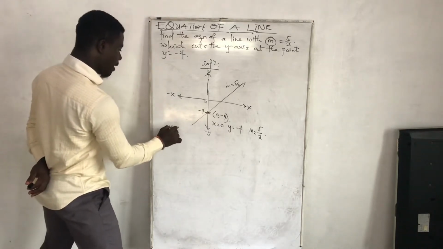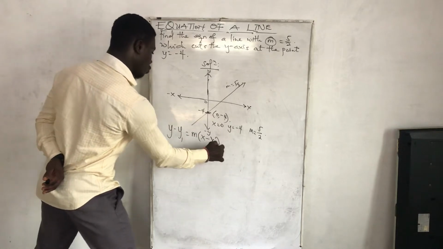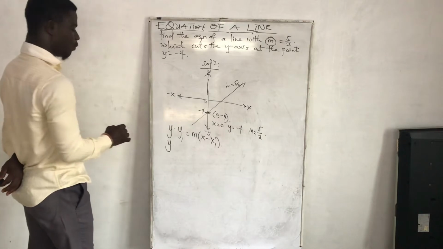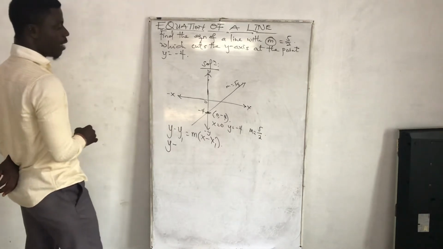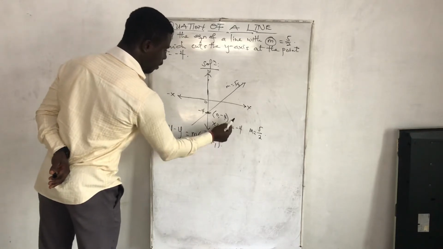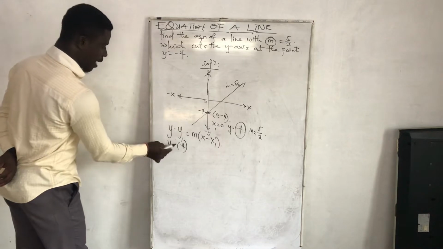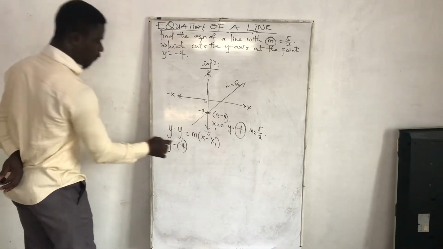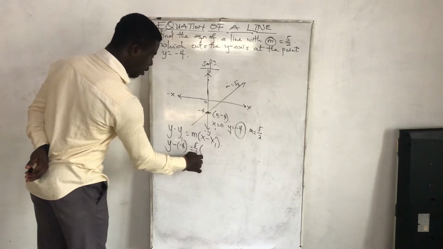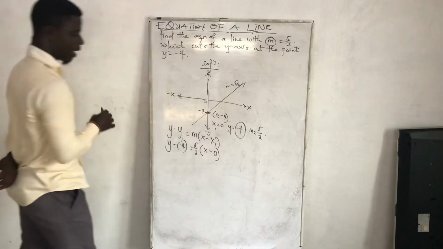So I can start with y minus y1 equals m times x minus x1. Starting with y, we don't put any value, then minus y1. We know our x1, y1, and y1 is -4, so minus -4. m is 5 on 2. Then x minus x1, which is 0.